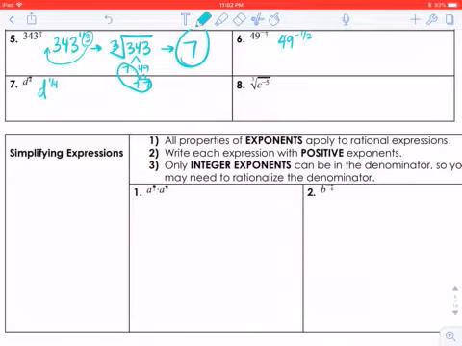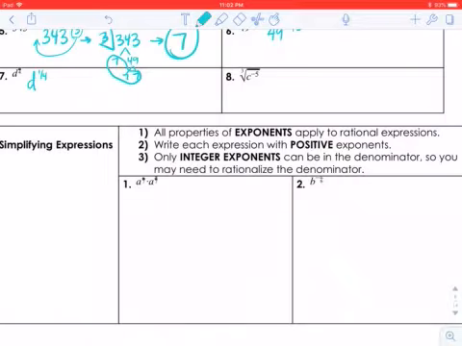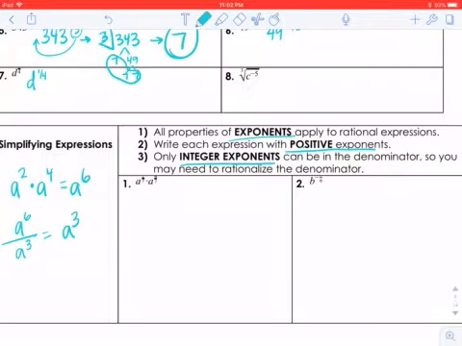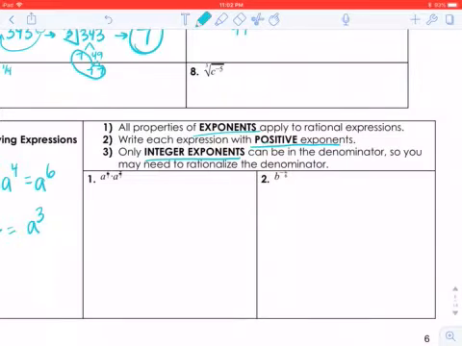All right, with simplifying, our exponential rules still apply. So we know that if we have something like x squared times x to the 4th, we add the exponents and we get x to the 6th. Or something like x to the 6th divided by x to the 3rd, we would get x to the 3rd because we're subtracting there. So we want to make sure that we're writing with positive exponents. We're using the exponent rules. And then it says only integer exponents can be in the denominator. So we can't have any fractions.